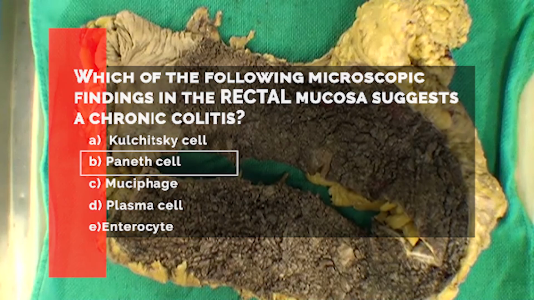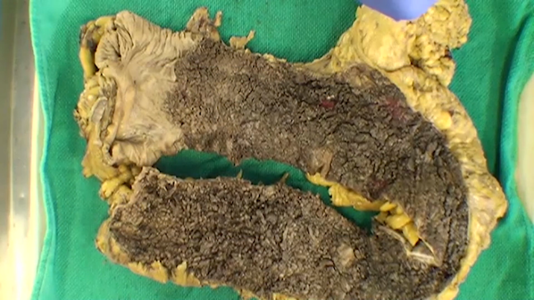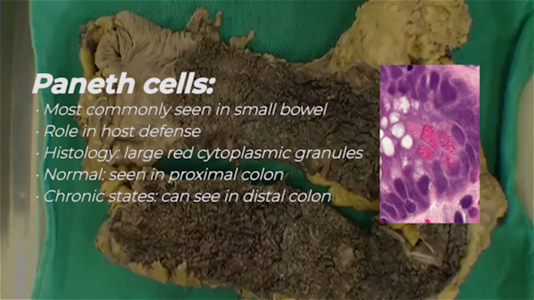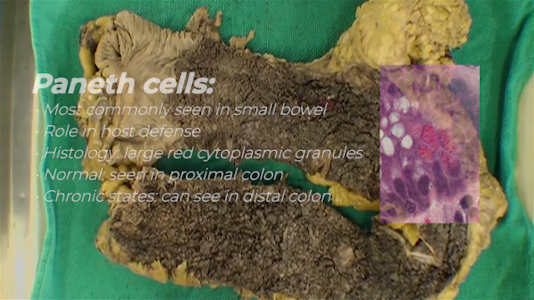Does anyone in the chat maybe want to comment on what a Paneth cell is or what its role is in the colon? So Paneth cells are cells found in large numbers in the small bowel and a few in the more proximal part of the large bowel. Under the microscope, they have these large red granules, and they're primarily used for host defense against microbial organisms. So the whole trick with that is if you see them in the proximal area of the colon, that's kind of normal. But if you see them distally, like in the rectum, that's an abnormal histologic finding.